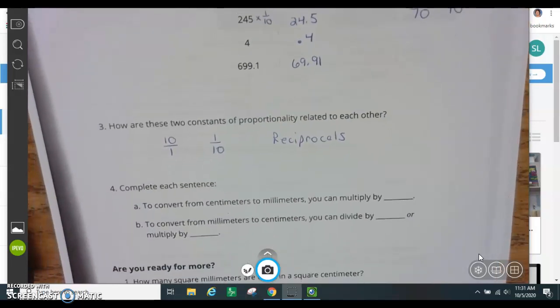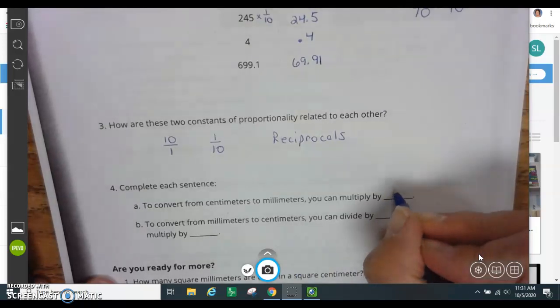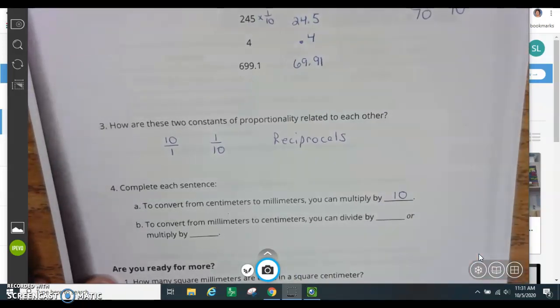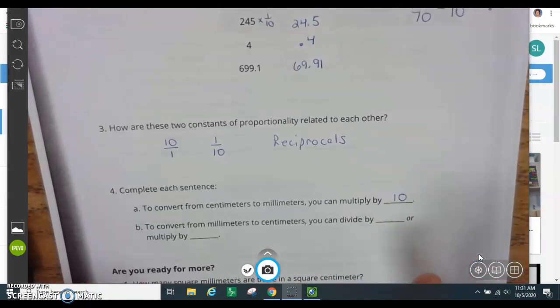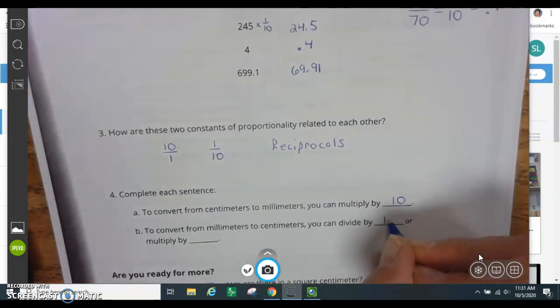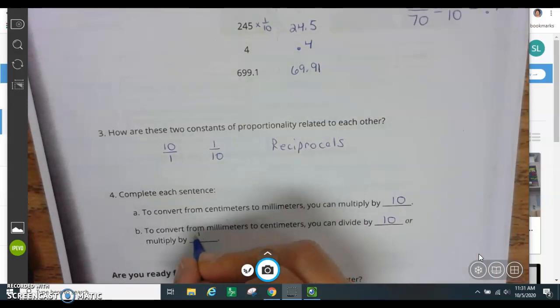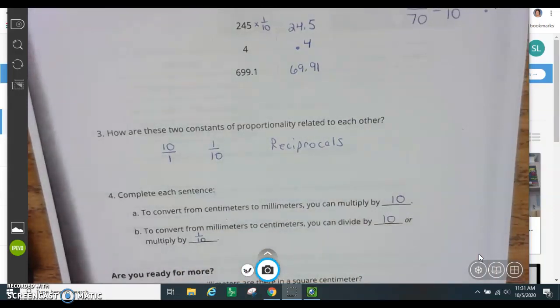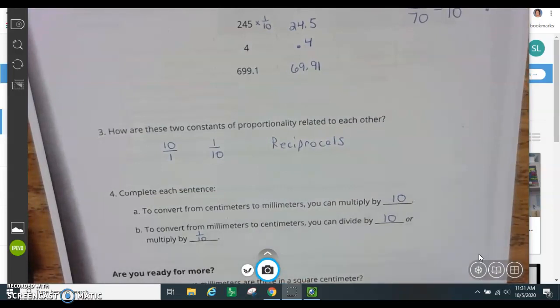Well, let's talk about what that means. To convert from centimeters to millimeters, you can multiply by 10. There's going to be more millimeters. To convert from millimeters to centimeters, you divide by 10 or multiply by a tenth. So remember, you can always just multiply by the reciprocal, but know that relationship, multiplying by a tenth is the same as dividing by 10.